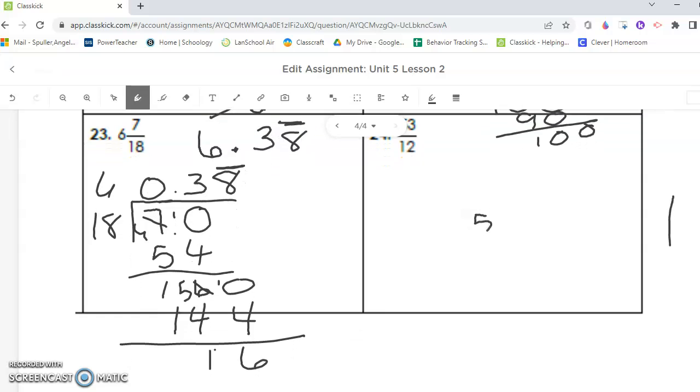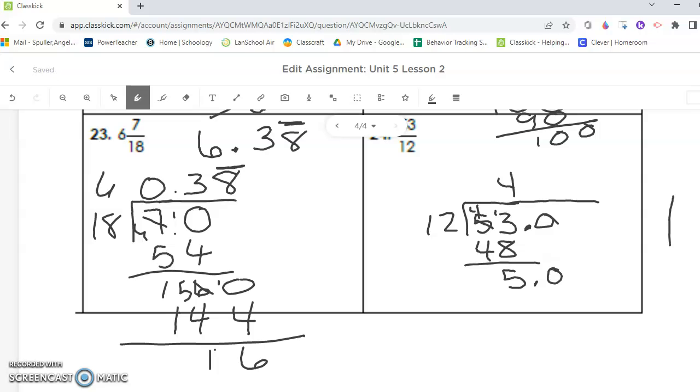We have 53 divided by 12. Okay, I'm going to put my decimal there. I have a feeling I'm going to need it. 4 times 12 is 48. I subtract that. I get 5. Add a 0, bring it down. 50. 4 times 12 is 48. Having 2. Bringing down another 0 is 20. That's going to get me 12. That's going to get me 8.